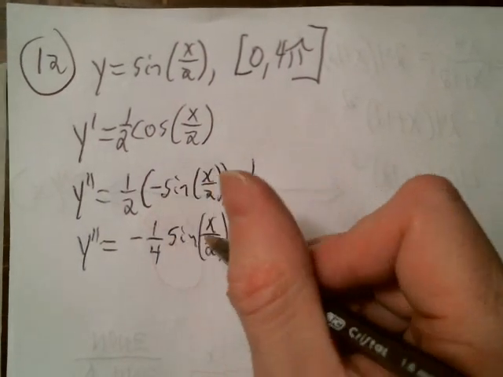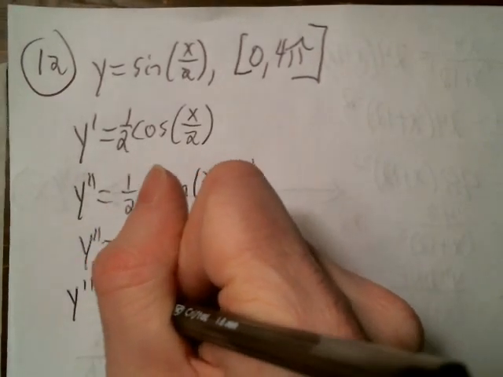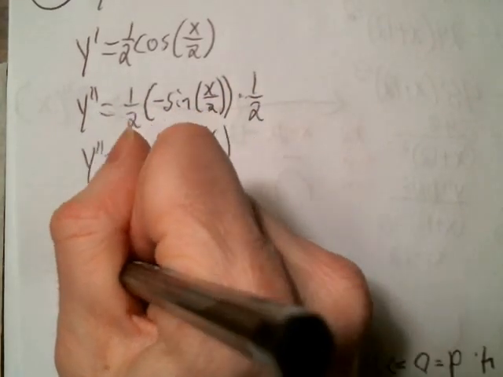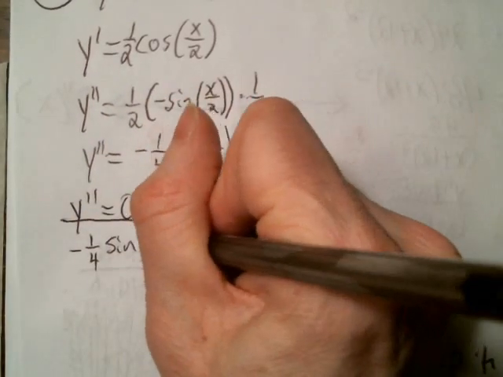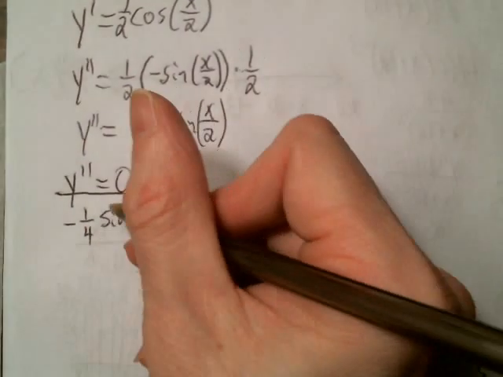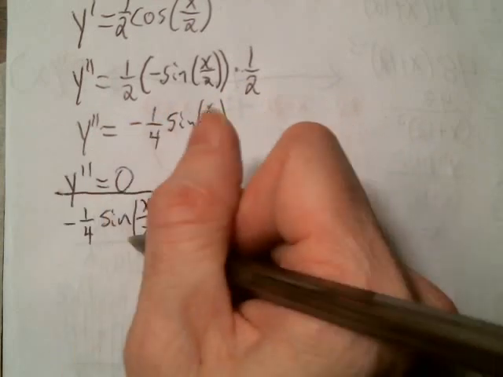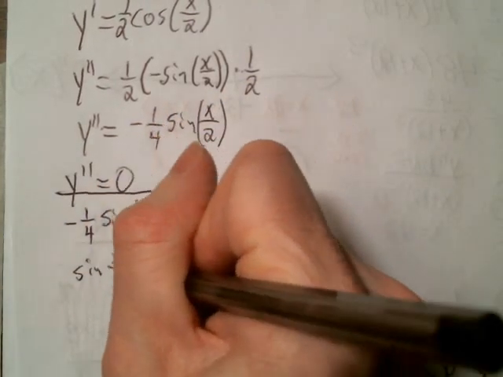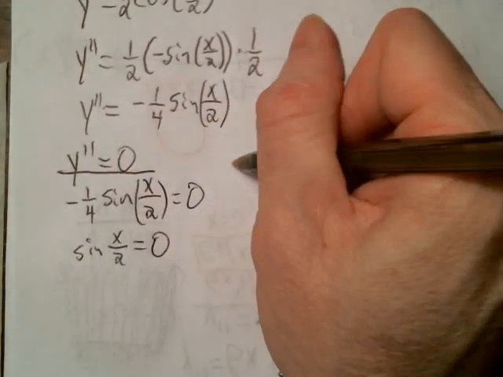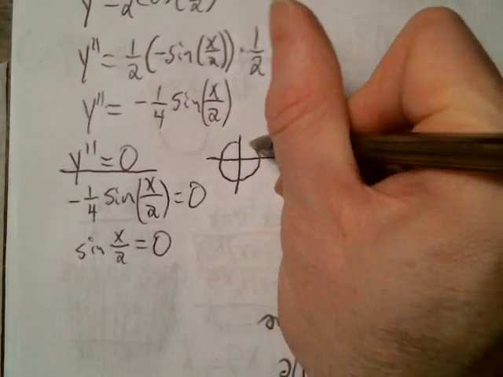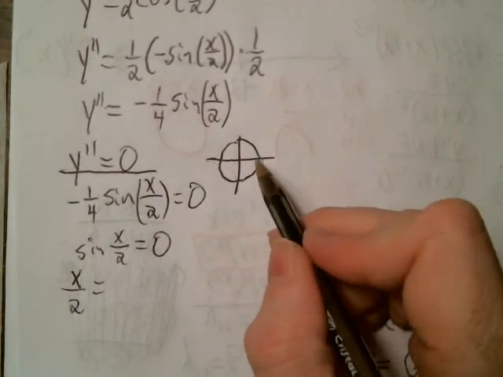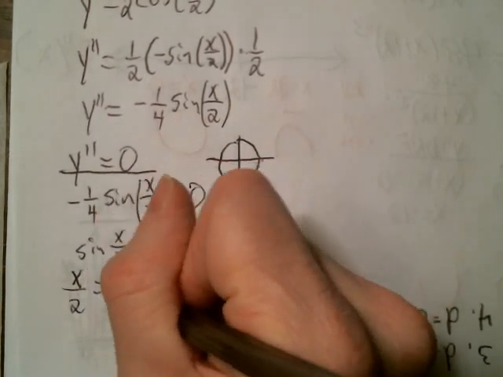Okay, so I'm setting it equal to 0. And so I'm looking for where is this thing equal to 0. And that's going to happen when sine of x over 2 is equal to 0. And that'll happen when, if you think about your unit circle now, x over 2 is equal to 0, pi, 2 pi, 3 pi, 4 pi, those things.